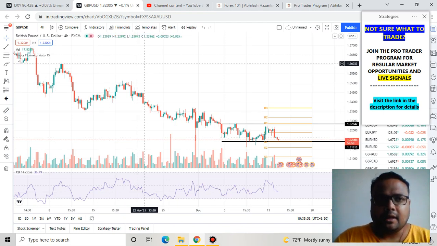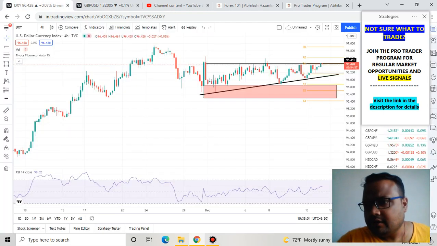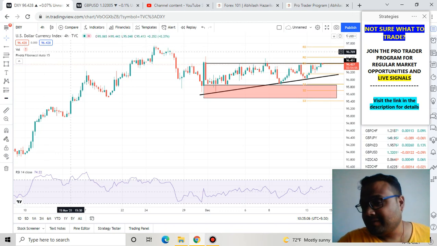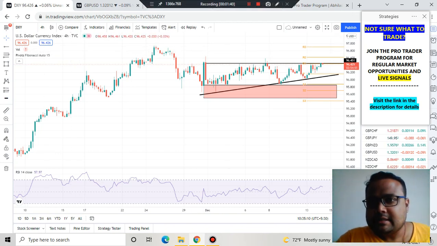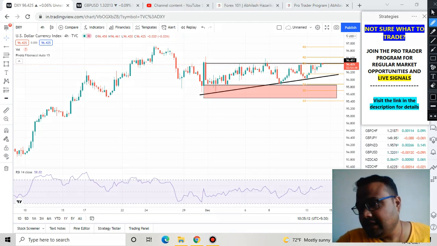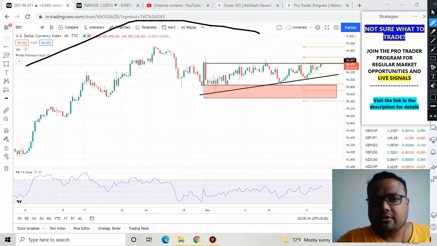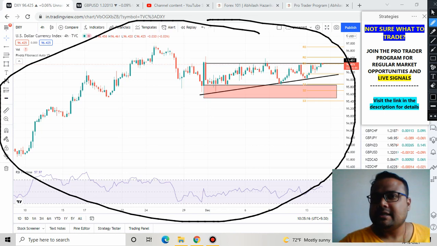Why risky? Let me tell you. If you go to the chart of DXY US dollar, then we see an ascending triangle pattern here. And overall, what is the trend of the market? The trend of DXY is extremely bullish. As we all know, DXY is in uptrend for quite some time.